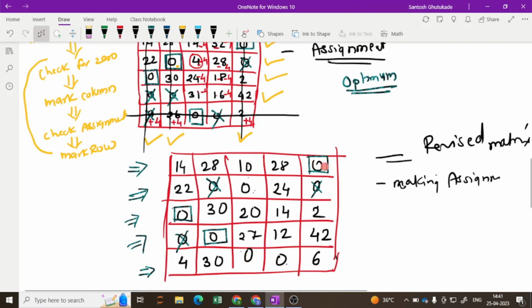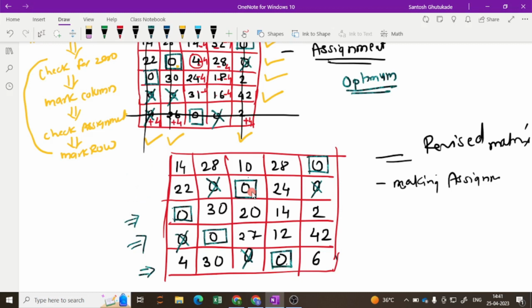In the first row the assignment is already made. In the second row there is only one 0 left, so we will make the assignment here and cross the other zeros in that column. Then coming back to the fifth row, only one 0 is left, so we will make the assignment here. So in each row and each column there is an assignment. So this is our final answer.